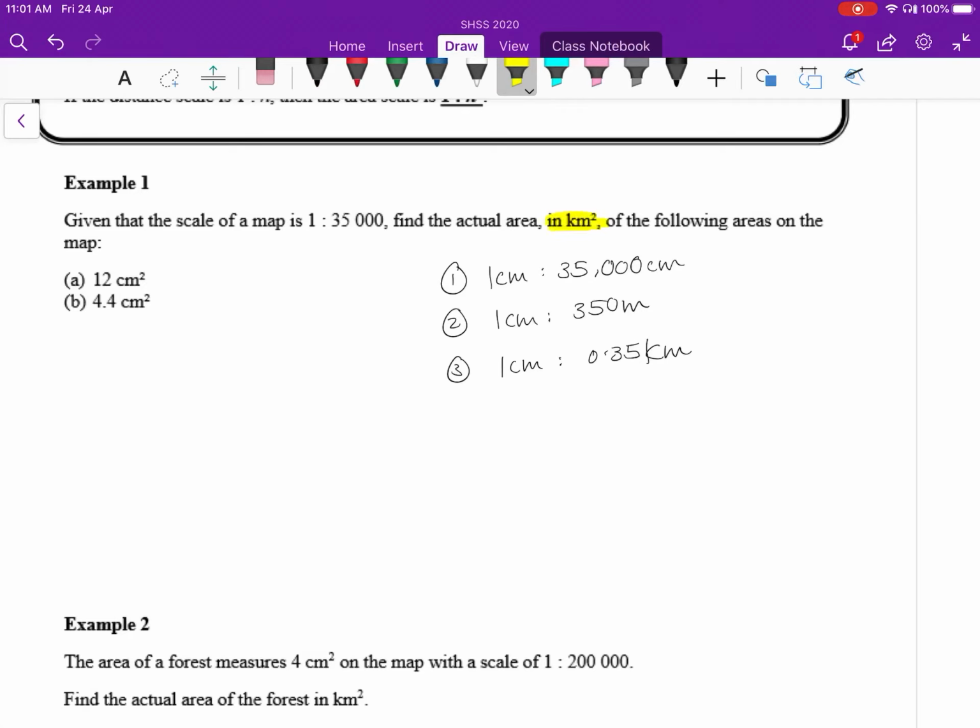Given that the scale of the map is 1:35,000, find the actual area in kilometers square. So I want the actual area in kilometers square. Do you choose number 1, number 2, or number 3? Which one is in kilometers? If you notice, only number 3 is in kilometers. So I need to choose number 3. Of the following areas on the map, 12 cm square. But this is only the length scale. How do we convert to area scale?